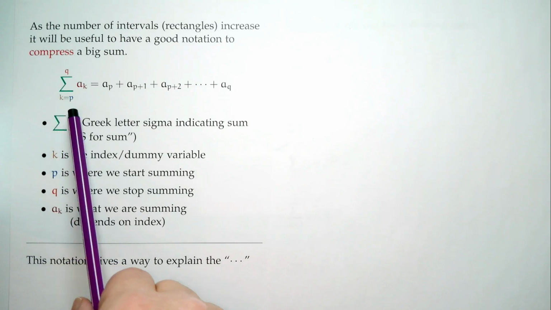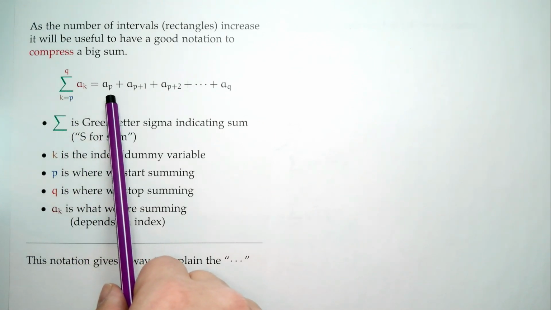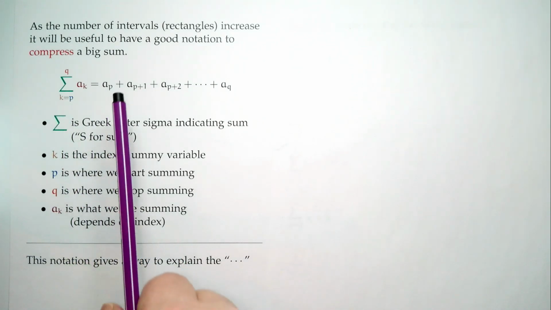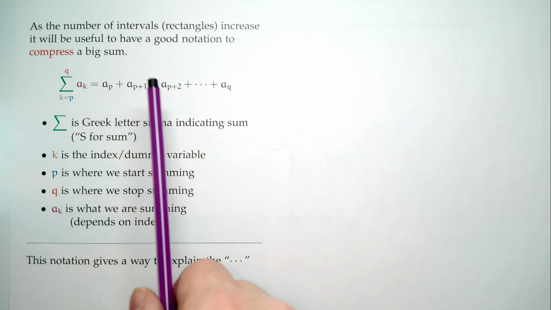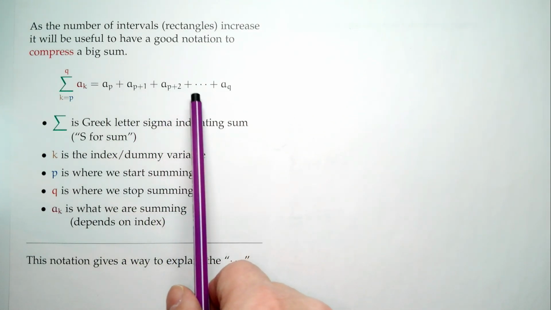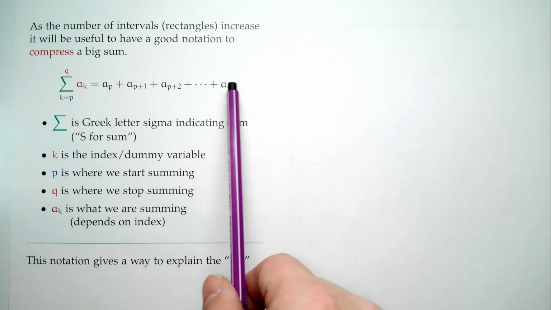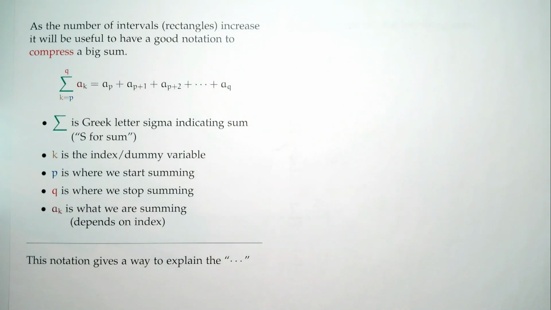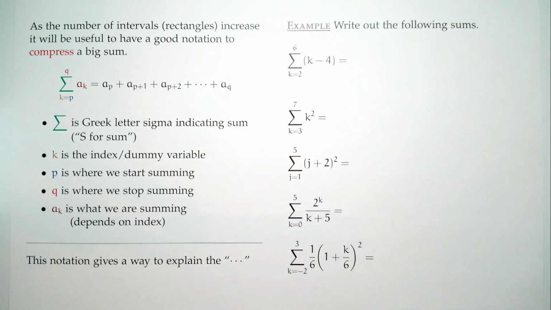We started at p, so that's why the first term is a sub p. Then you go to the next term, a sub p plus 1, and the next term, a sub p plus 2, and so forth and so on, till you get to the last term of a sub q. So this is just a notational way to write a long expression into a short form. Once we have that, it helps us to do manipulations so that we can start doing things in a short, fast way. So let's write out some sums just so we make sure we understand the notation.